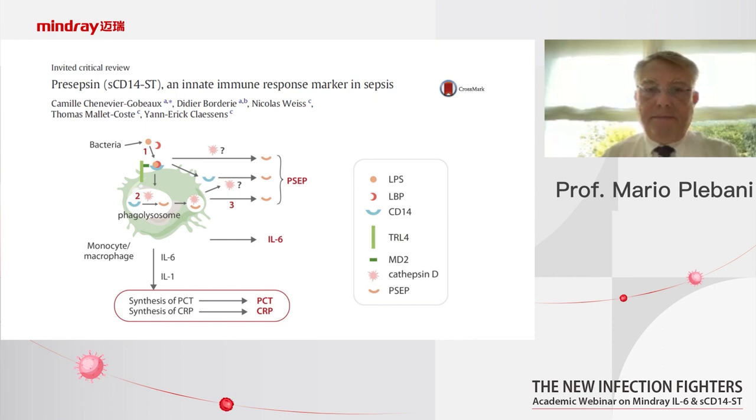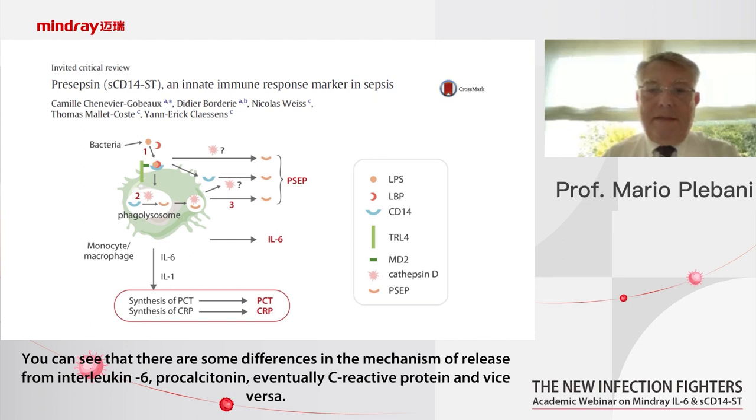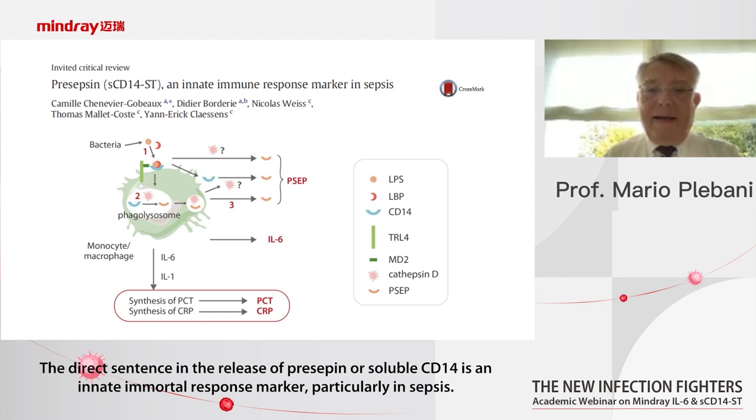And you can see that there are some differences in the mechanism of release from interleukin 6, procalcitonin, eventually C-reactive protein, and vice versa, the direct synthesis and the release of presepsin or soluble CD14 by an innate immune response marker, particularly in sepsis.